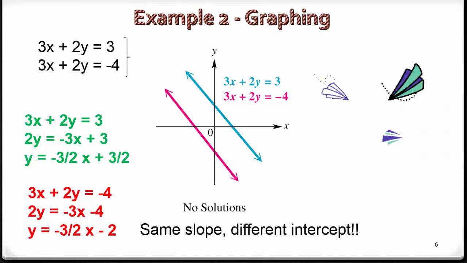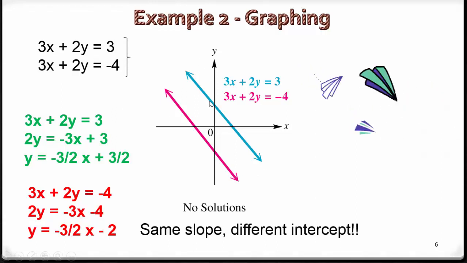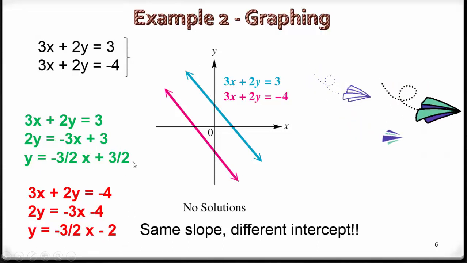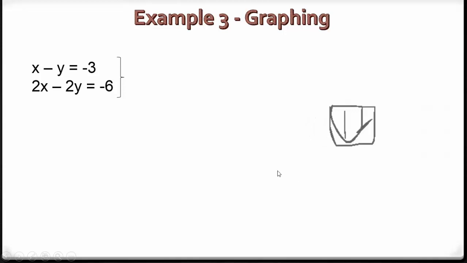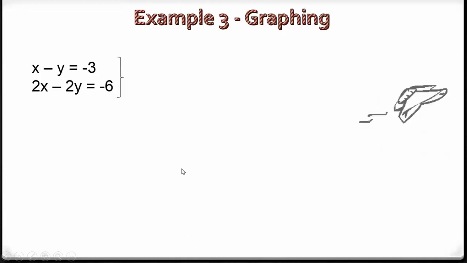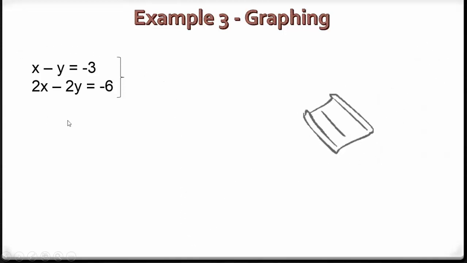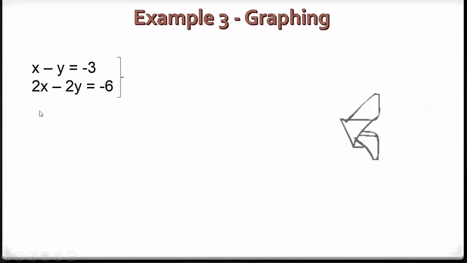Also notice that they have the same slope, but their intercepts are different. So in the case of the blue line, the intercept is 3 over 2, but in the case of the red line, the y-intercept is -2. In example number 3, we're going to look at these two lines and see what happens.